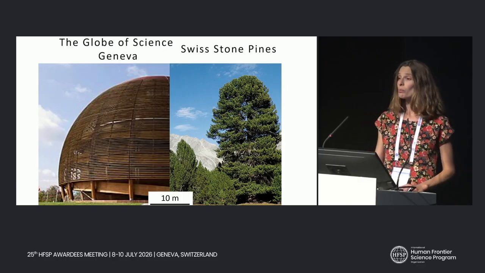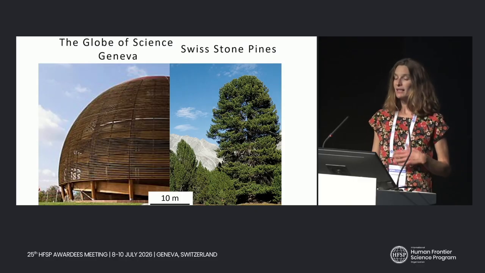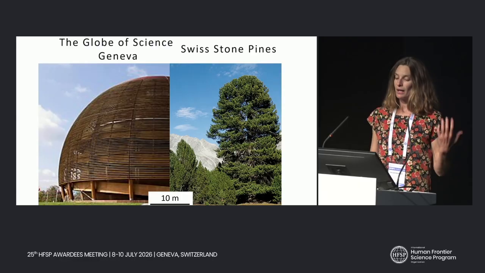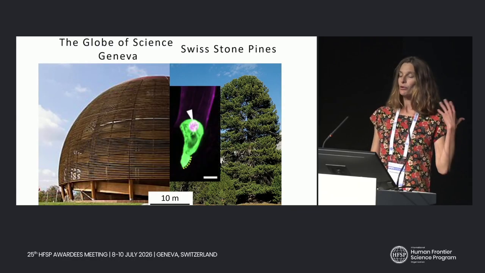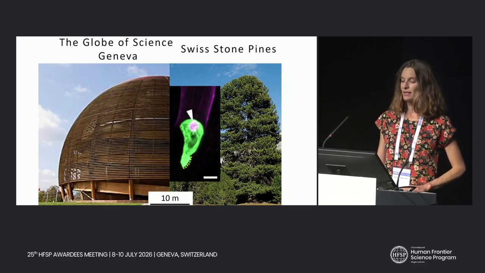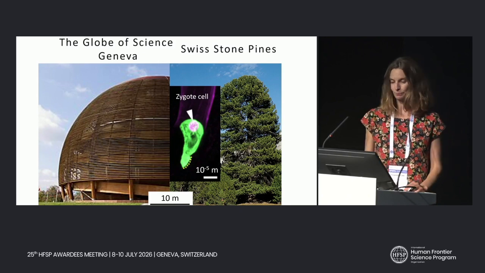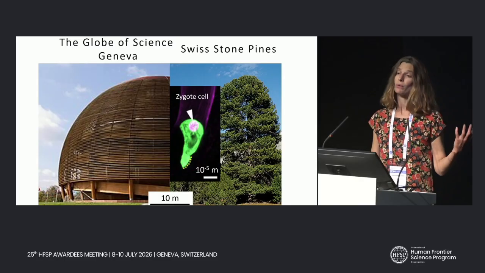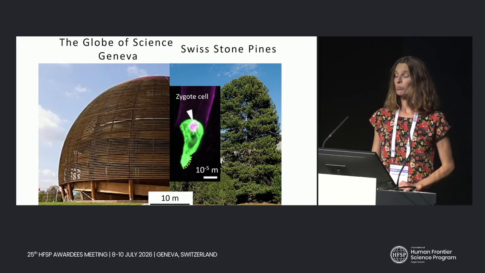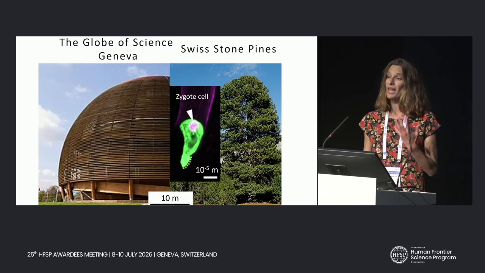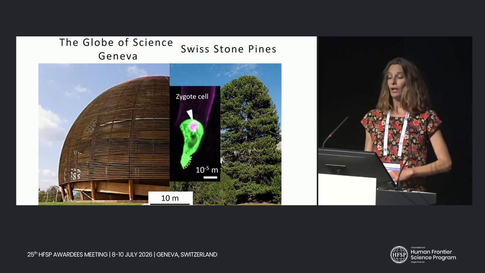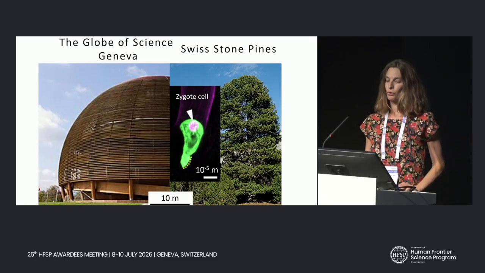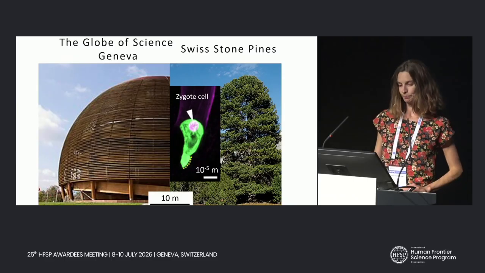And what is even more amazing in nature is that this structure arises from a single cell. And this is the plant zygote cell. So what we want to address is how plants can build such a structure and how they achieve this from a single cell to an entire structure that is strong and robust.